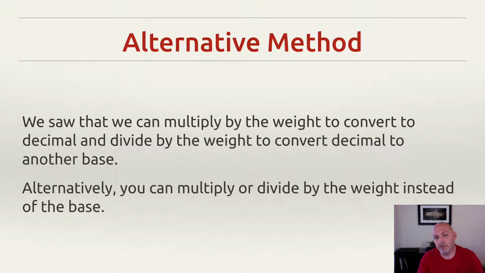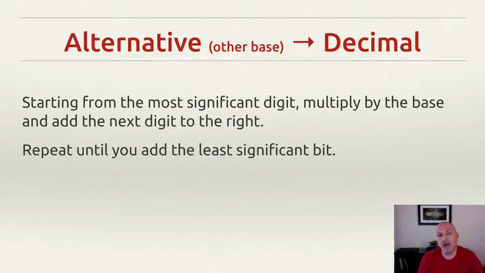So that brings us to what is the difference? Well, we stick with the multiply to and divide away rule, where we multiply to decimal and divide away from decimal. The main difference is that instead of doing it by the weight, we're going to do it by the base. There are also some differences in how you order the information, so the least and most significant digits actually get switched. So let's take a look at how to go from any other base to decimal using this alternative method.